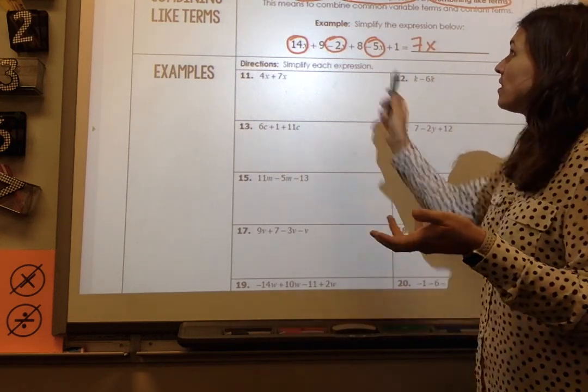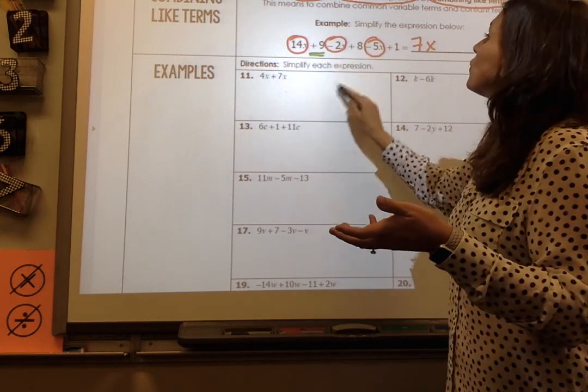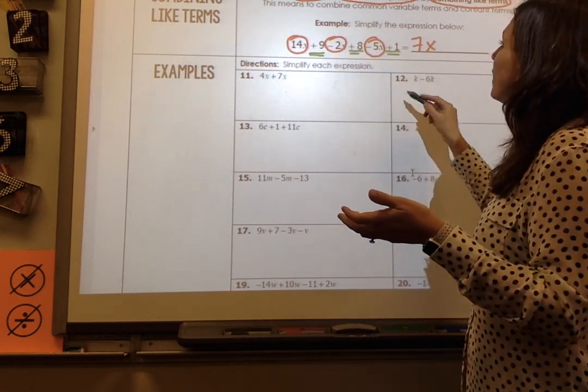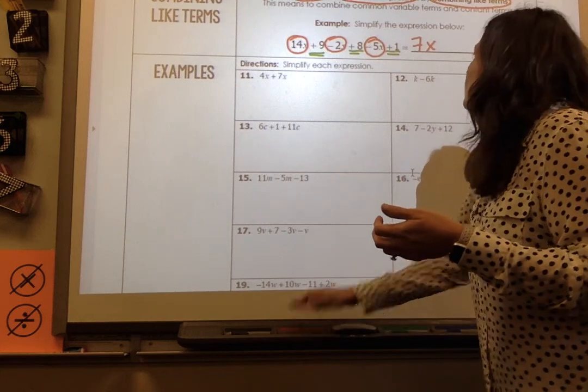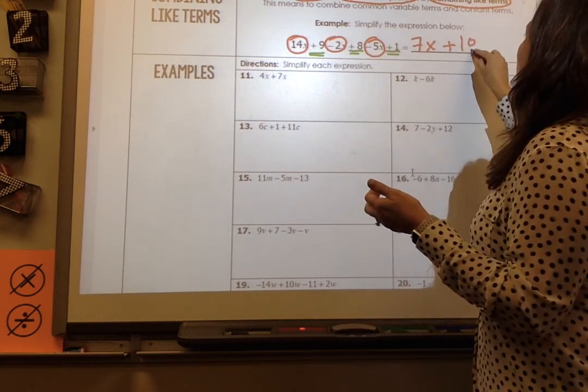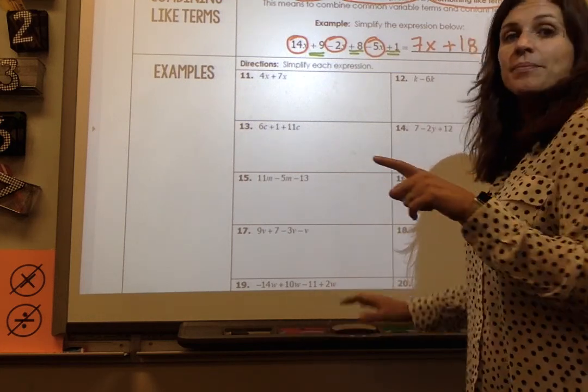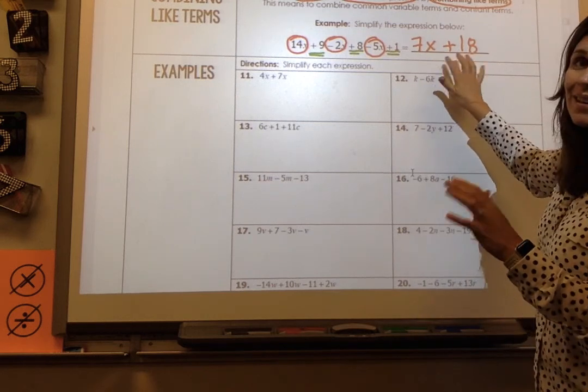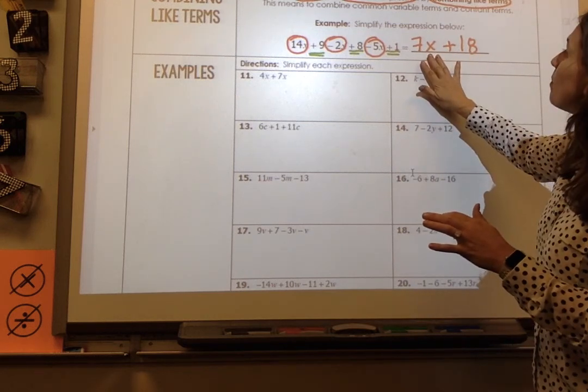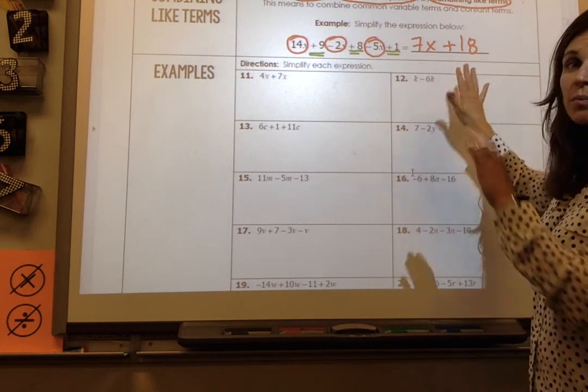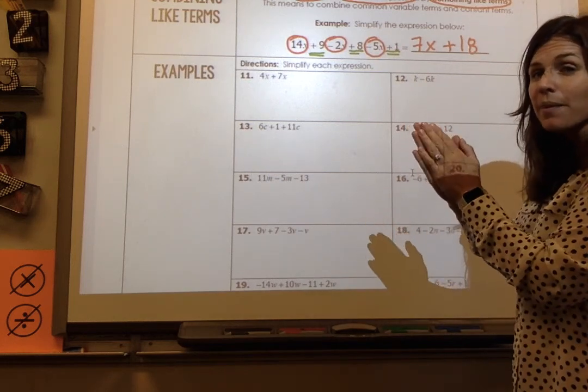My constant terms, this is just my integers. So 9, 8, and 1 is 18. So to simplify, 7x plus 18. You notice I can't combine these anymore. You can never combine a variable with a constant term. They're two separate terms. You can't combine them.